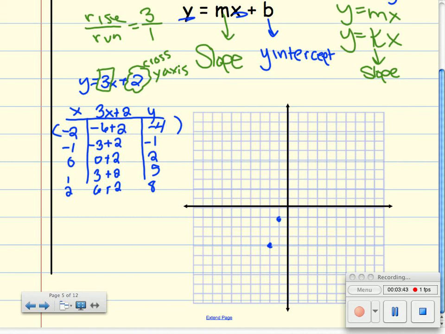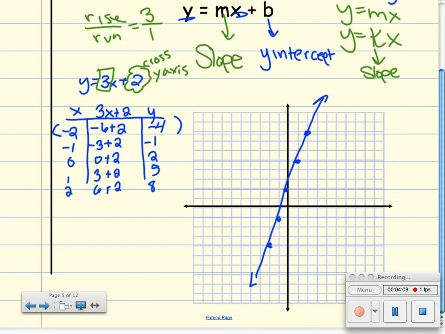Now where did I cross the y-axis? I crossed the y-axis right there. That's called our y-intercept. It's where I intercepted it, and that is 2. Looking at the equation y equals 3x plus 2, I think we just did that, didn't we? What is the slope of that line? What is in front of x? 3.